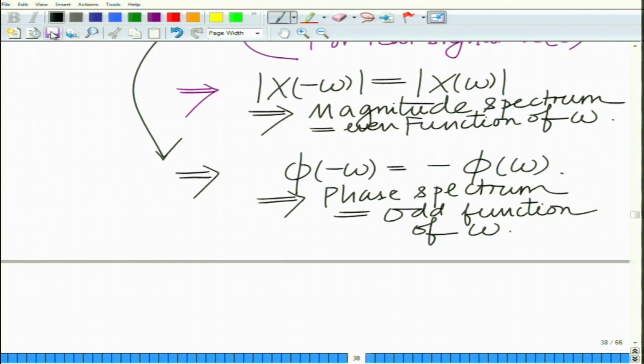So, what we have shown is that, similar once again to the Fourier series, for a real signal x(t), we have the property that x conjugate of minus omega equals x of omega, which means the magnitude of x of minus omega equals the magnitude of x of omega. So, the magnitude spectrum is even and the phase at minus omega is minus the phase at omega. So, the phase spectrum is basically an odd function of omega.